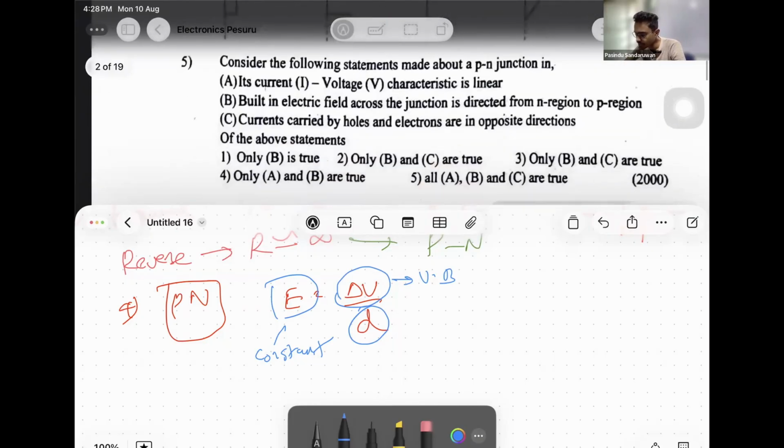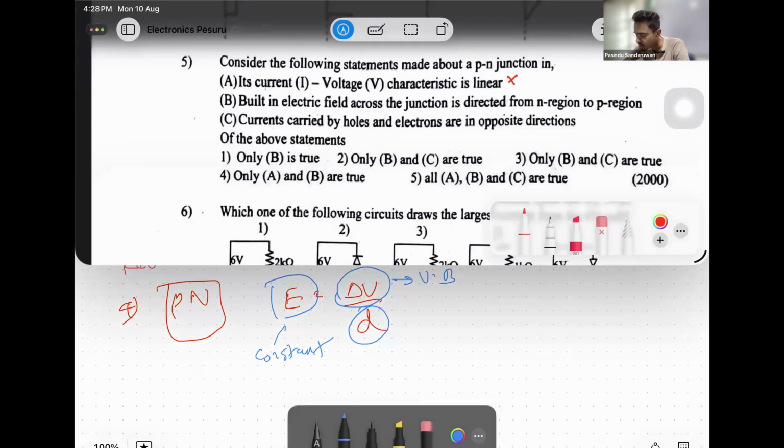Question 5. Consider the following statements made about a PN junction. A: its current voltage characteristic is linear. No, a PN junction is not an ohmic conductor. The VI characteristic becomes linear only if a conductor is ohmic. So A is wrong because it is not an ohmic conductor.